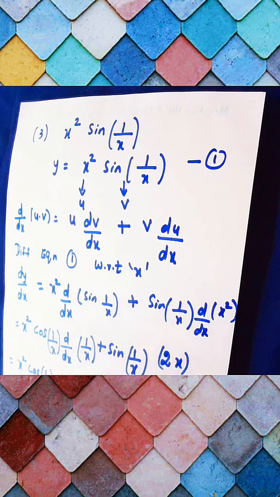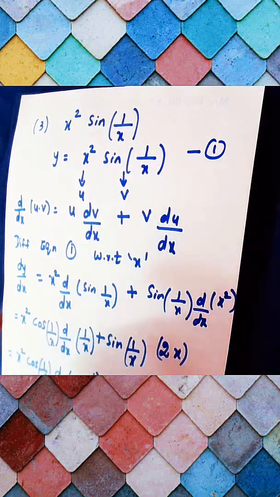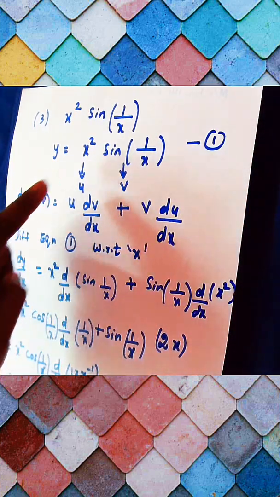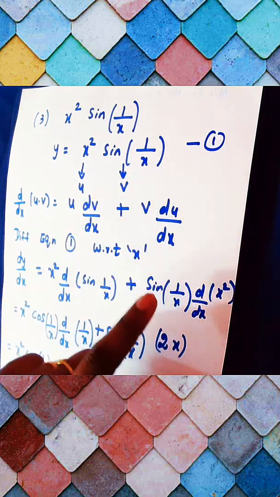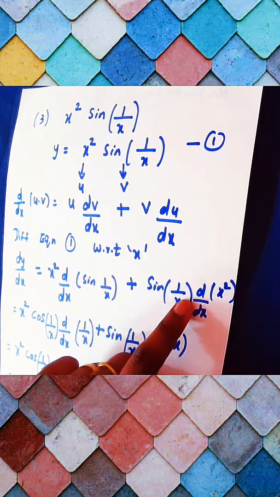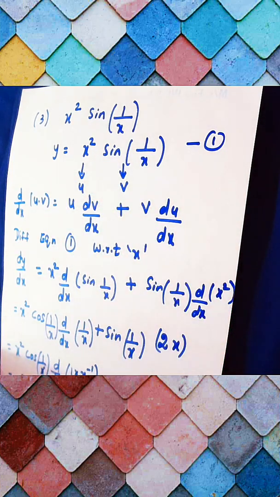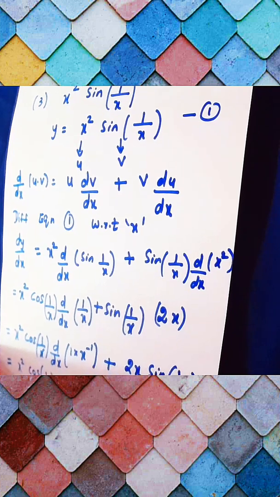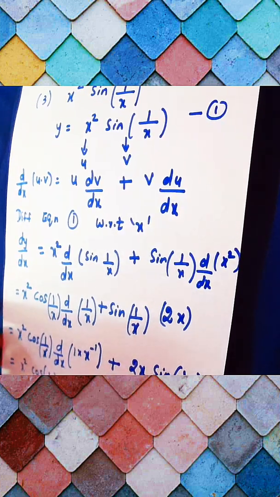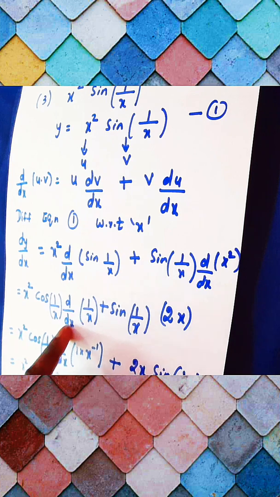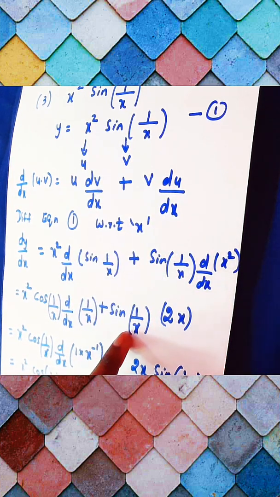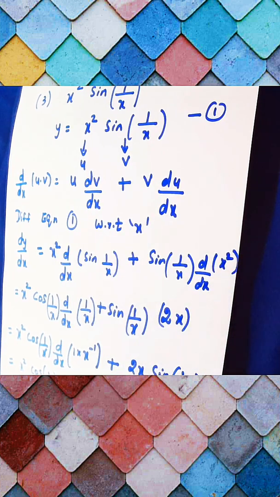Correct? And then what are we doing? We are going to differentiate this equation 1 with respect to x. What is u? X square. You have to differentiate v, sine 1 by x, plus v. What is v? Sine 1 by x. You're going to differentiate u, that is x square. I have just substituted in the formula. Correct? Next, what we did, we kept x square as it is. Differentiation of sine 1 by x will give you cos 1 by x. Again, you differentiate the angle 1 by x, plus sine 1 by x, keep it as it is. Differentiation of x square will give you 2x.